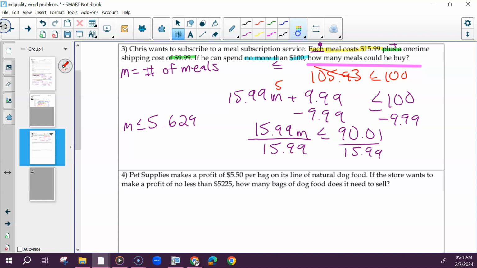Just to double check, go ahead and put 5 in and tell me what that would be. 89.94. Yeah. So he'd have some money left over. It's less than his $100, so that works. So he can buy no more than 5 meals. He can buy 5 meals, but he can't buy any more than that. Otherwise, he will be out of money or owe money.